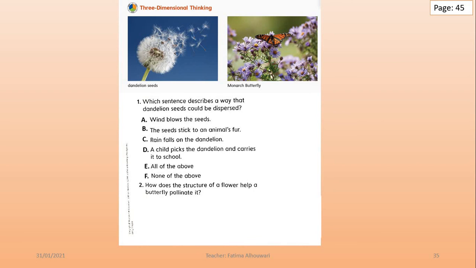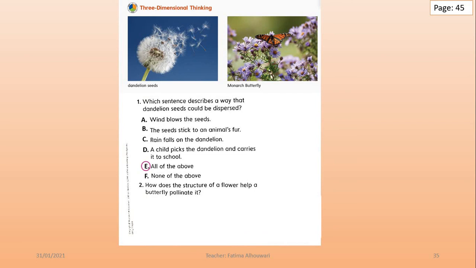Think which sentence describes a way that dandelion seeds could be dispersed. A, B, C, D, E, or F. Did you say E? If so, you are totally right, grade 2. All of them are right. A, B, C, and D. Interesting.